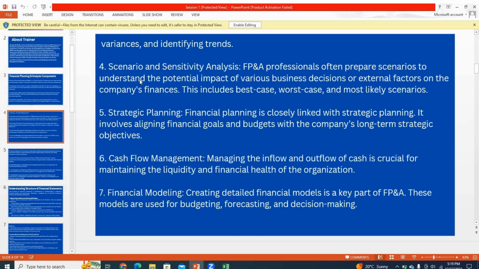So for the next thing, it says scenario and sensitivity analysis. This is a very important part of financial management as well as financial planning analysis. What it is: financial planning analysis professionals often prepare scenarios to understand the potential impact of various business decisions or external factors. I'll show you.